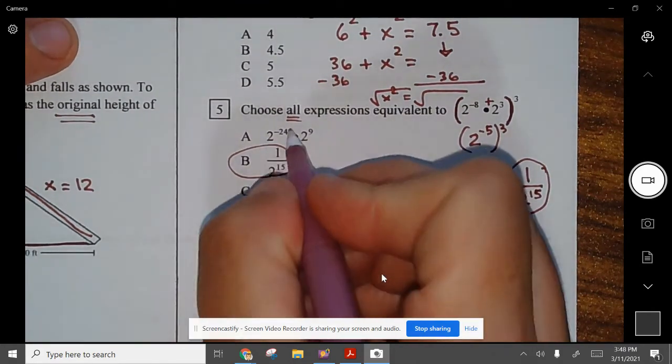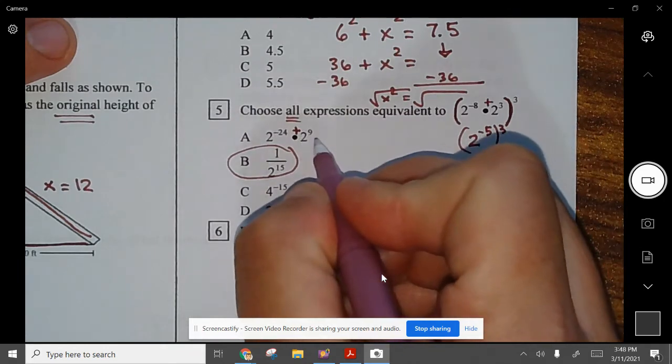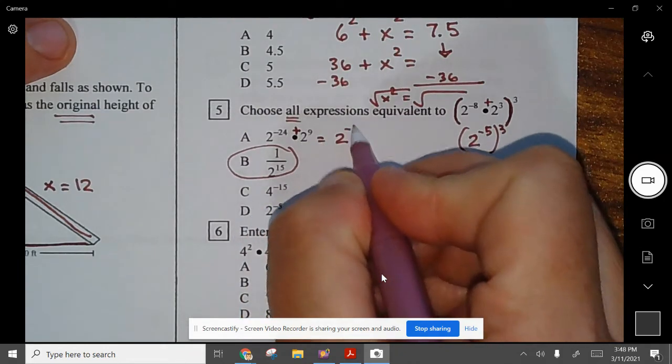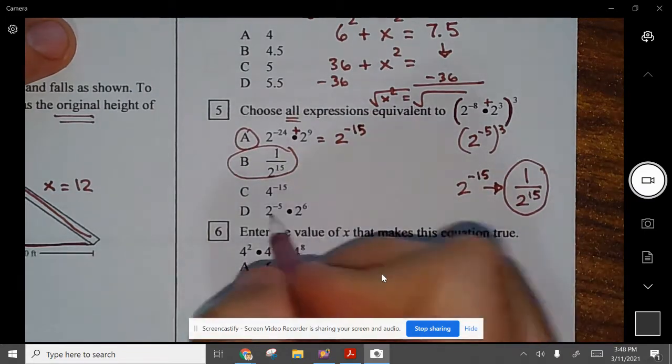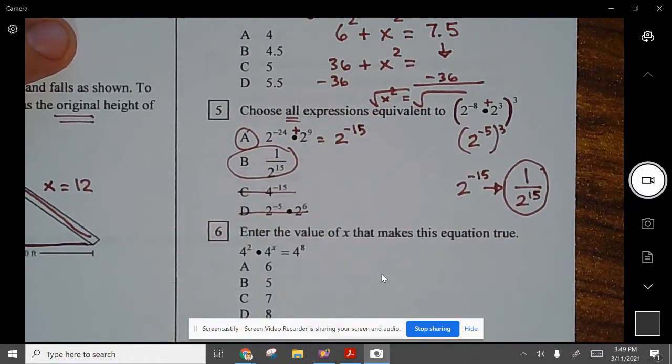Guess what? Look at this top one here. What happens here when I add these across? I get 2 to the... A is also an answer. C and D won't work.